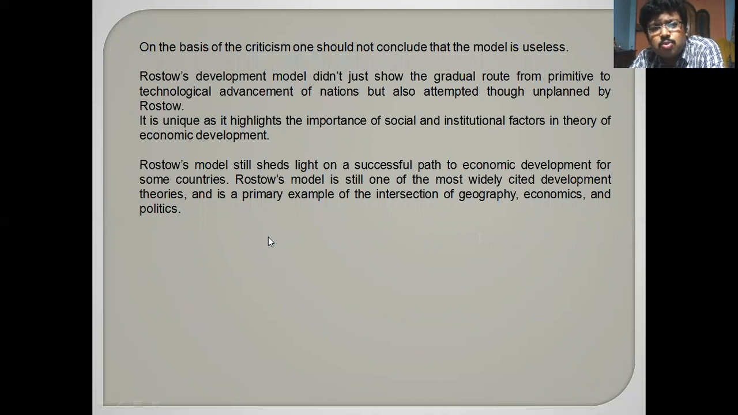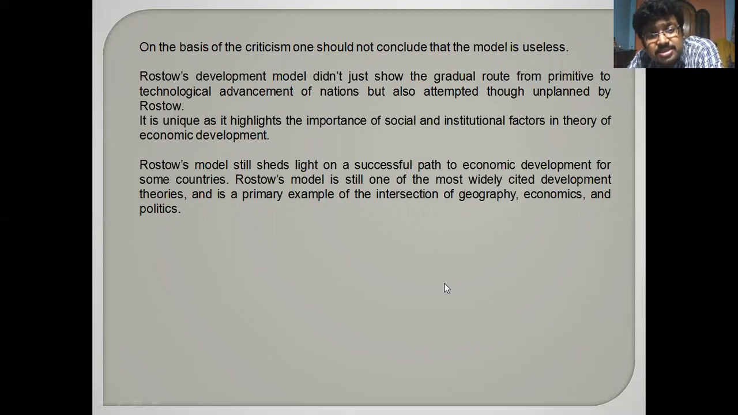On the basis of this criticism, one should not conclude that the model is useless. The model is very important. Rostow's development model did not just show the gradual route from primitive to technological advancement of nations. It is unique as it highlights the importance of social and institutional factors in the theory of economic development. You can find the social and institutional factors in Rostow's model. So it is important. It is a unique model.